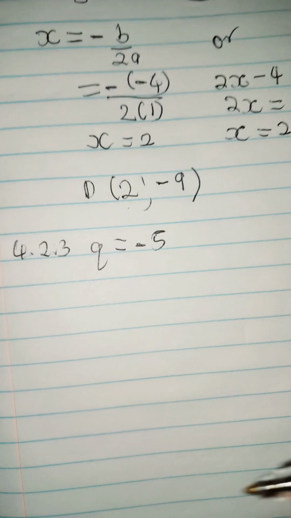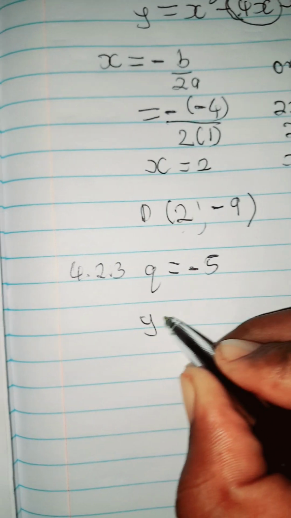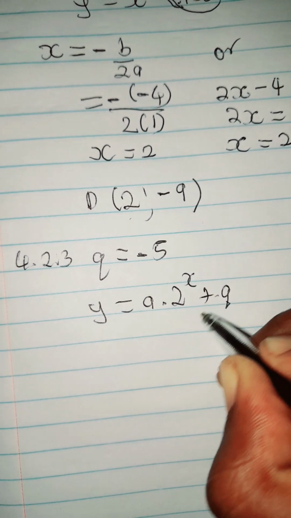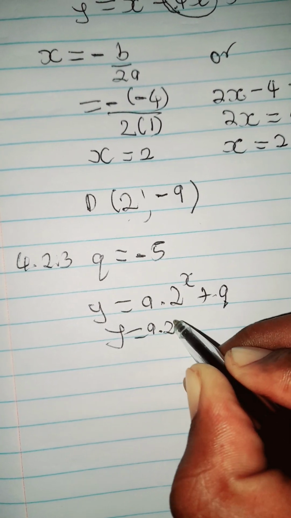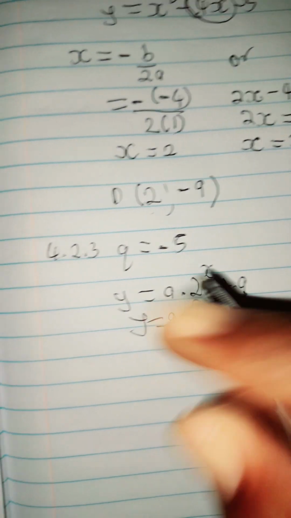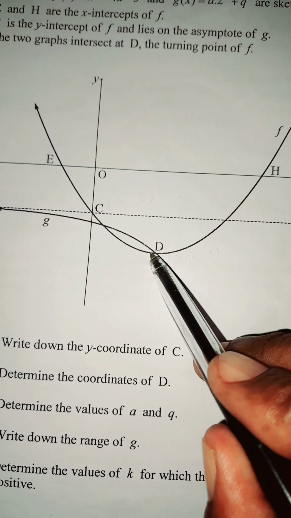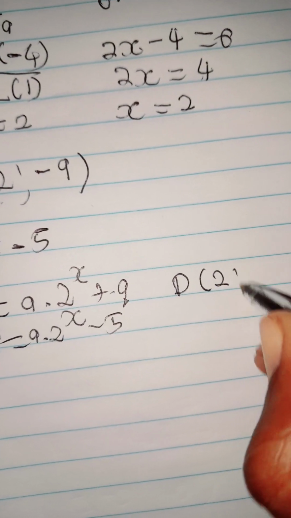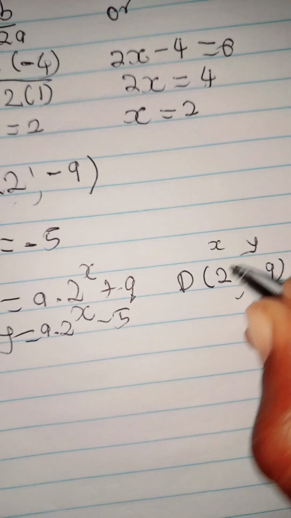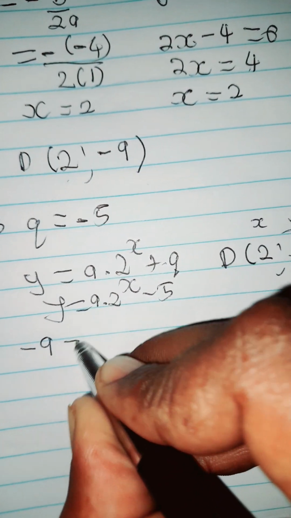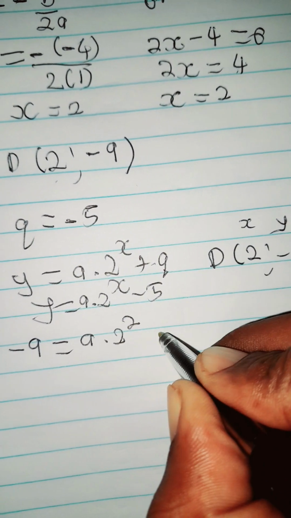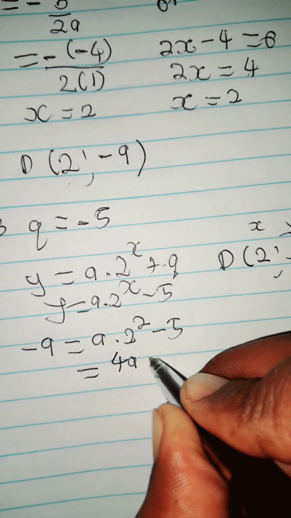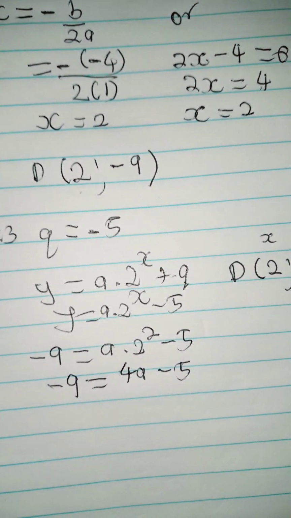So what about a? We need to calculate a. Remember that we now have a times 2 to the power of x plus q. Then our q is minus 5, as I've stated there. Remember, D passes through g, right? So we can also use D, remember, it's (2, negative 9). So this is x and y. Where there is y, you shall substitute negative 9, and where there is x, you shall substitute 2. So we are going to have 2 squared is 4, times a is 4a, minus 5. Then we are going to have negative 9 there.